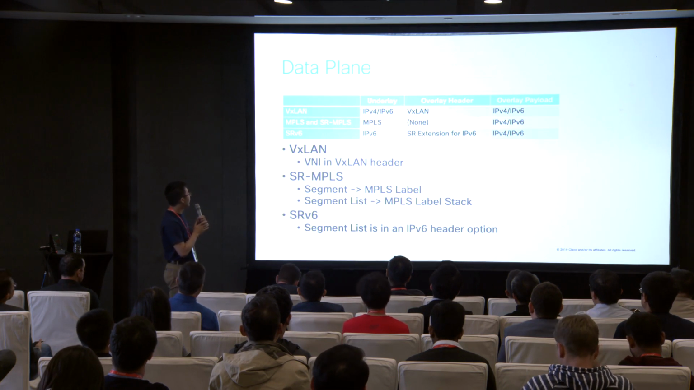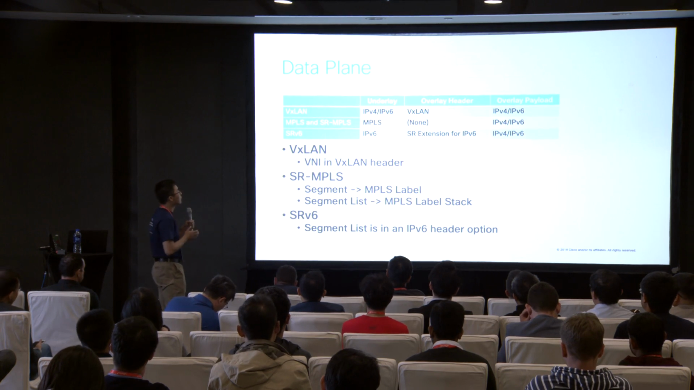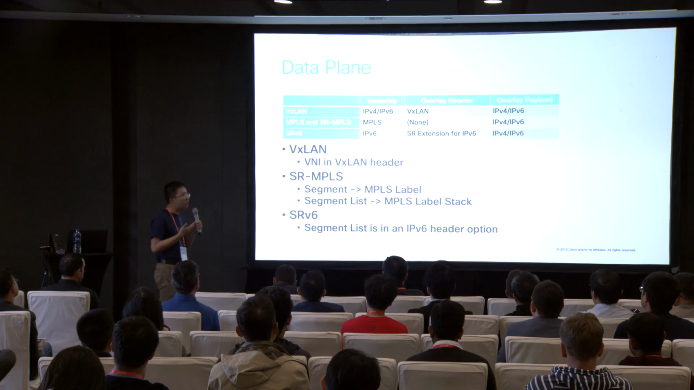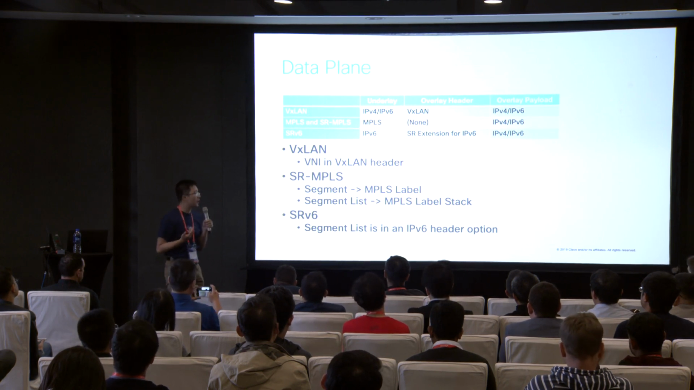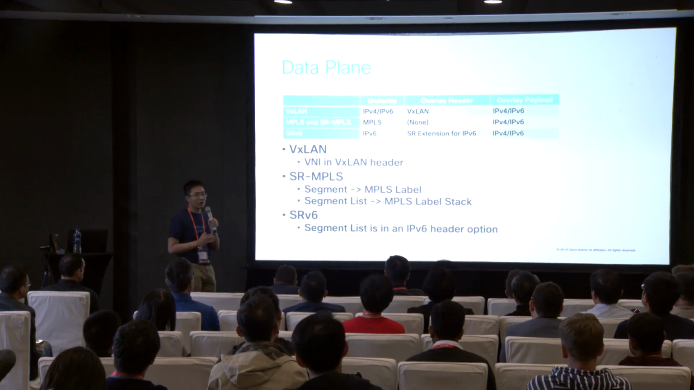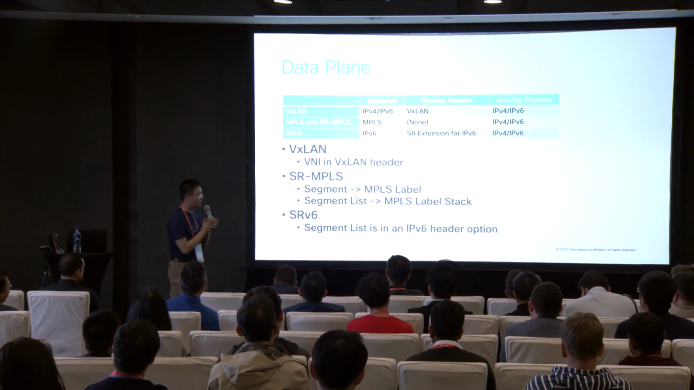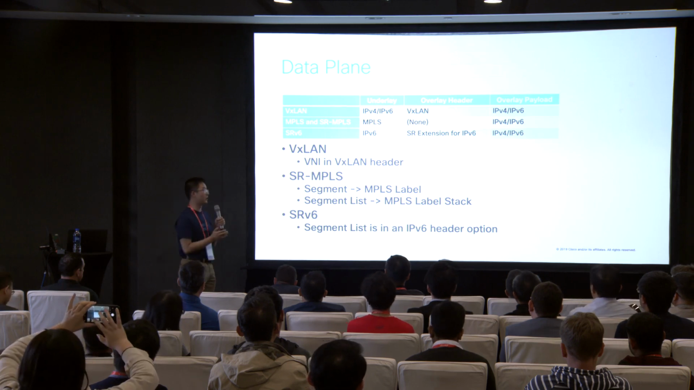And for SR, it's a little tricky. The underlay is MPLS for sure, but there's no meaning of an overlay header, because in the case of SR MPLS, a segment in SR is nothing but an MPLS label, and a segment list is also nothing but an MPLS label stack. So there's no additional concept over here. Just the way that we define them is different. How do we map them into MPLS? There's no additional overlay header for the vSwitch to encapsulate or decapsulate.